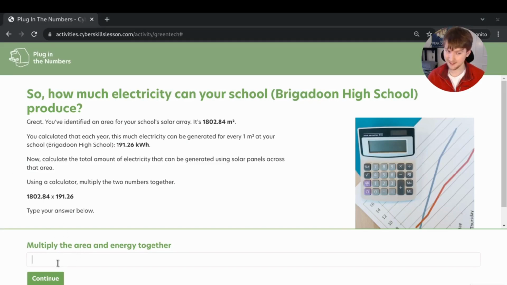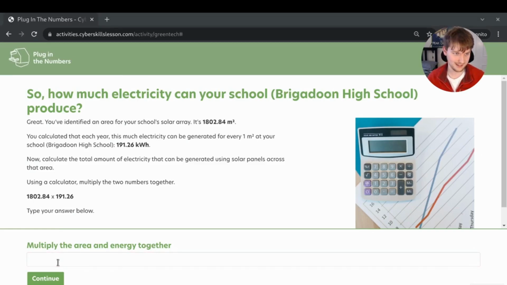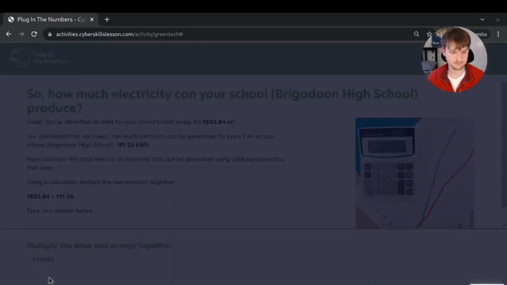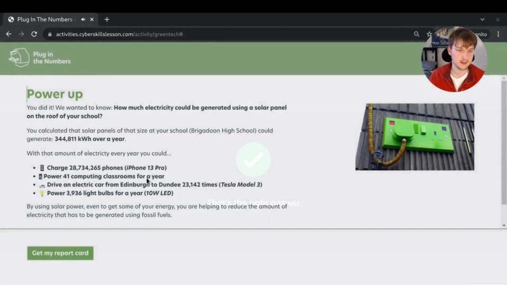We get a really large number, which is, for me, 344,658. So this is the end of this section. In this section and the final section, we've worked out that we could generate 344,000 kilowatt hours of electricity every year, which seems like quite a lot of energy.